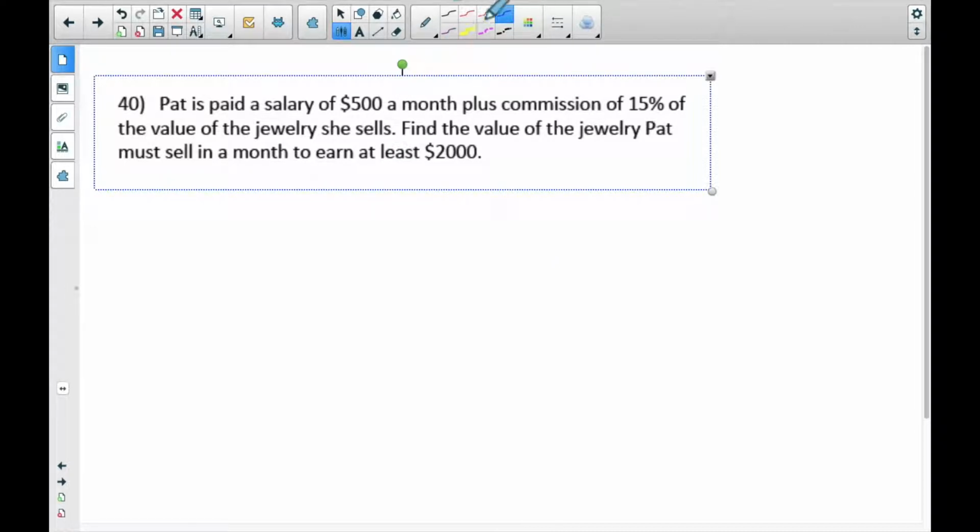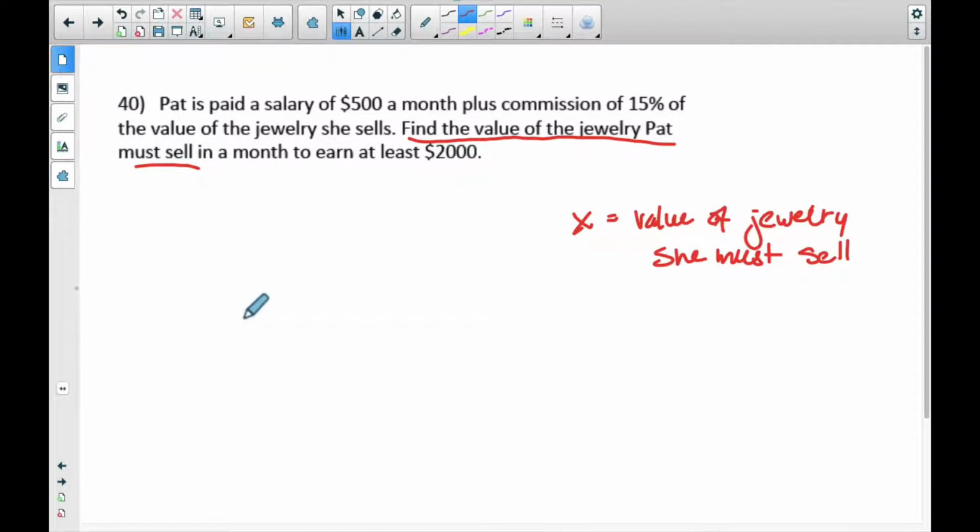Okay, this next set is all from the inequalities, but when I set them up, I'm going to set them up as equations and maybe put the inequality in later. I feel like that helps make sense of it sometimes. Pat is paid a salary of $500 a month plus a commission of 15% of the value of the jewelry she sells. Find the value of the jewelry Pat must sell in order to earn at least $2,000. The question is, find the value of the jewelry that she must sell. So I'm going to say X is the value of the jewelry that she must sell. Okay, now let's go to the equation.